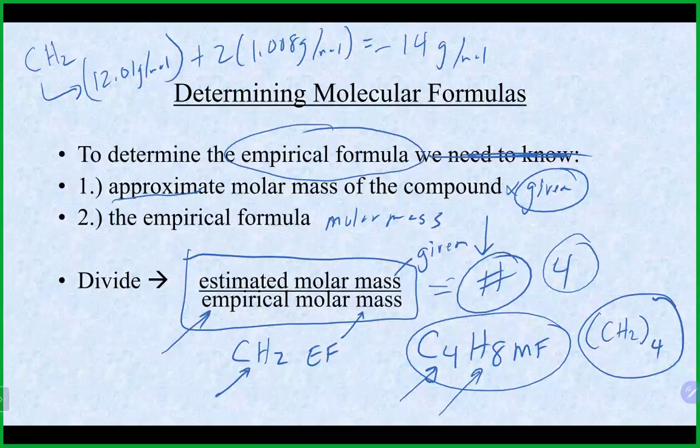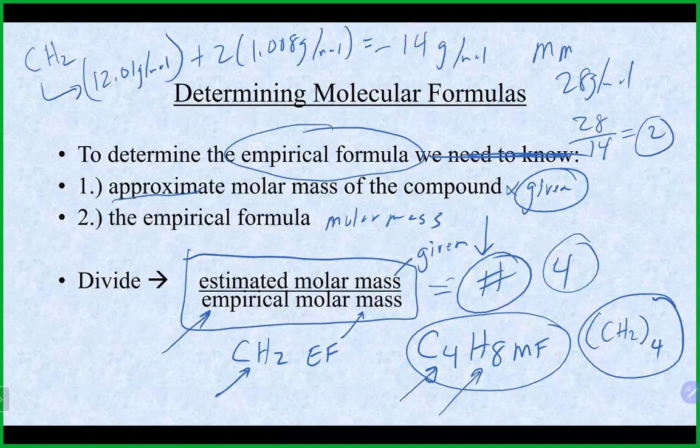Now the top one would be given to you. So maybe in the problem they say, hey, the molar mass of this compound is about 28 grams per mole. So you would then take the 28 grams per mole, which was the molar mass they gave you, and you would divide 28 by 14, and you would get a number of 2 in this case.